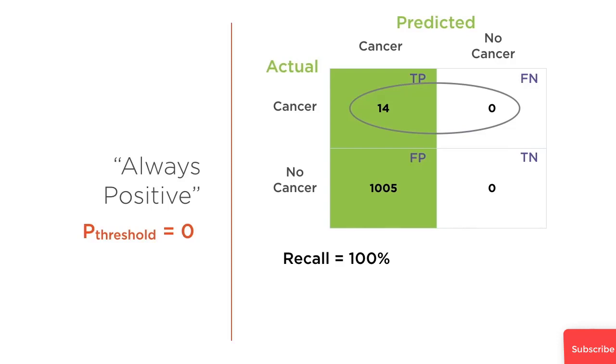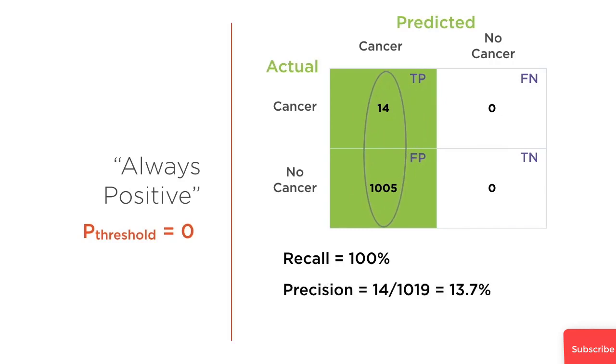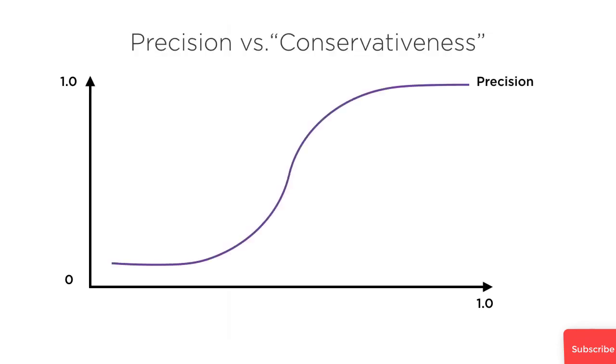The precision of your model, though, is really poor. It's just 13.7%. This classifier is said to be not conservative enough. It's basically tagging everyone as having cancer. It's not really a good model. The less conservative your classifier, the lower the precision.